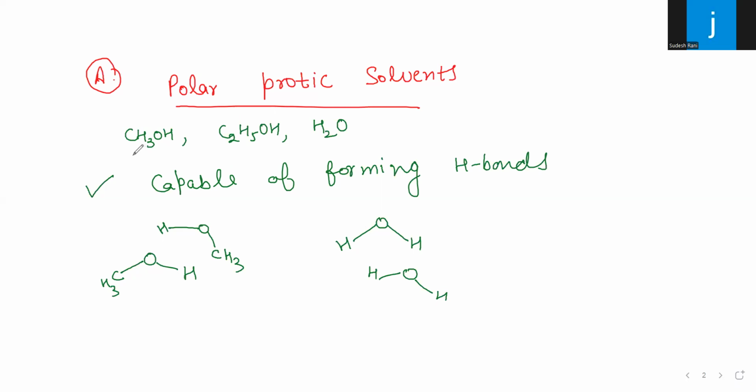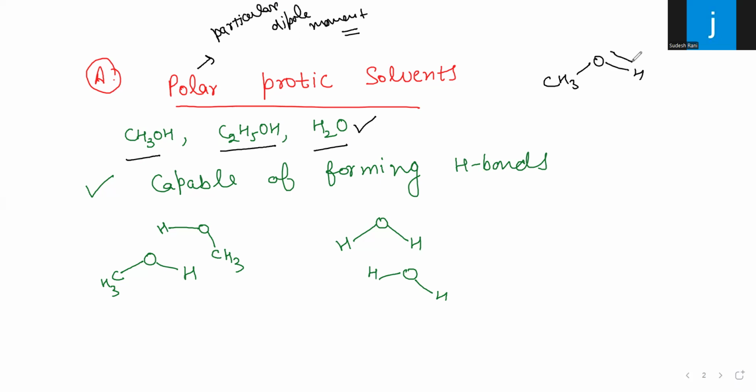Protic solvents, for example, methanol, CH3OH, ethanol, C2H5OH, and water. These all are polar protic solvents. Polar means they have a particular dipole moment. In all these molecules, such as CH3OH, there is a dipole moment, and the dipole moment direction is always from positive to negative. So this is polar in nature, but it is also protic in nature.